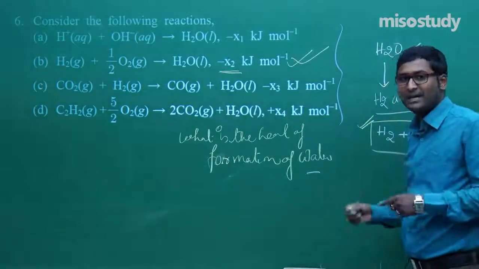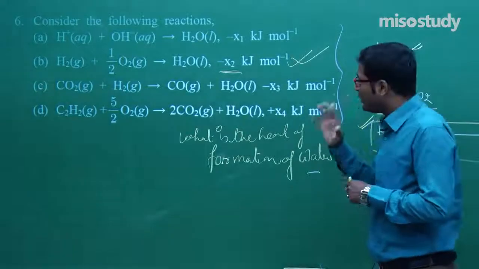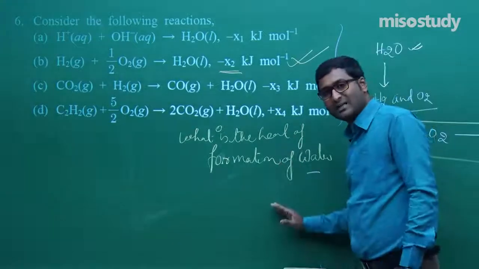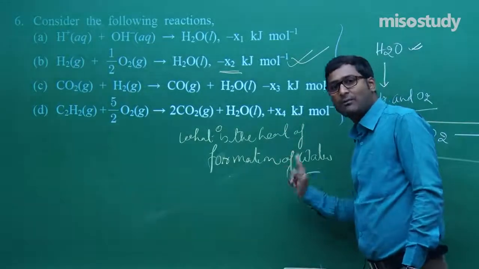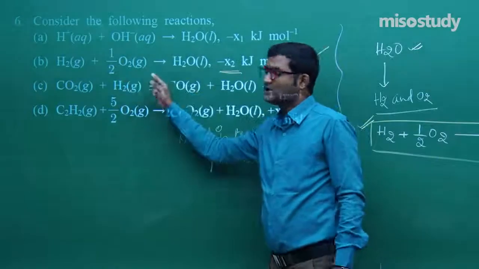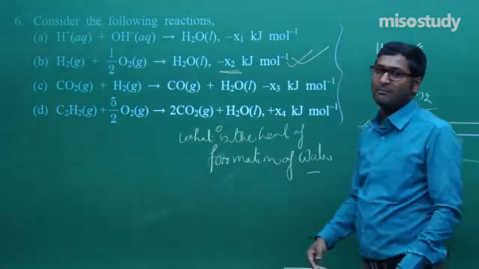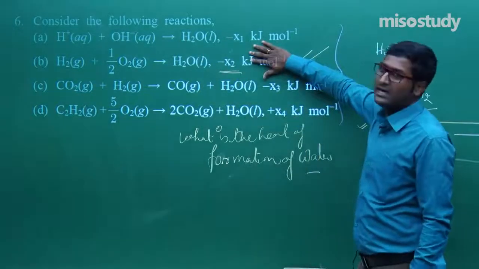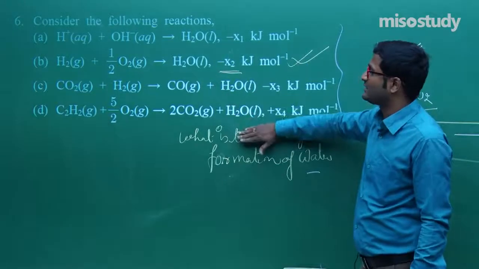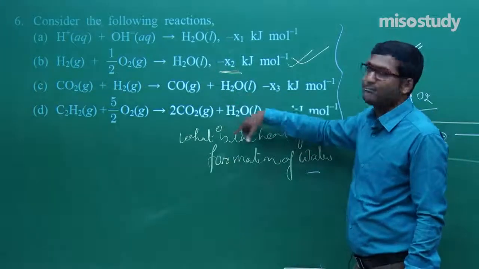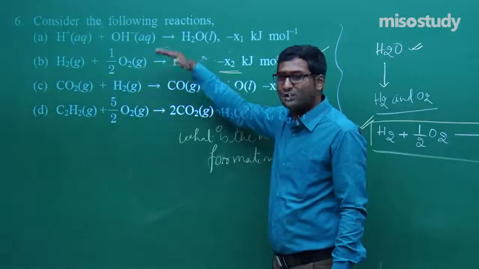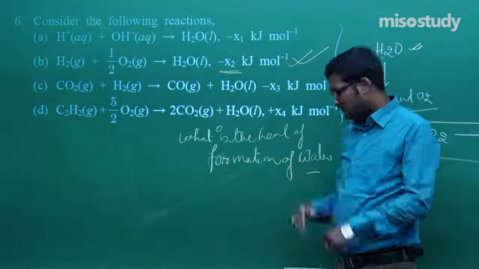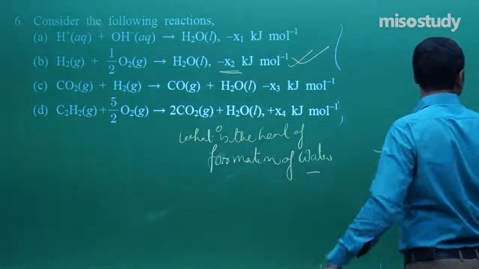Clear to you? Again, I am repeating, the heat evolved or absorbed during the formation of any compound or molecule from its constituent atoms is known as heat of formation. Water comes from hydrogen and oxygen. When hydrogen and oxygen combine, they form water. So the delta H here is the complete representation of heat of formation. This is not, this is not. Here all are byproducts, but this is the actual formation. So heat of formation is minus x2 kilojoule per mole. Clear, friend? Now I am going to rub this part and we'll discuss the next one.